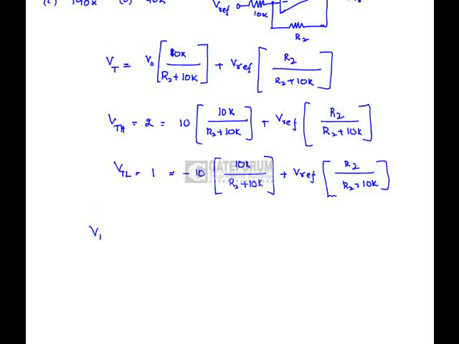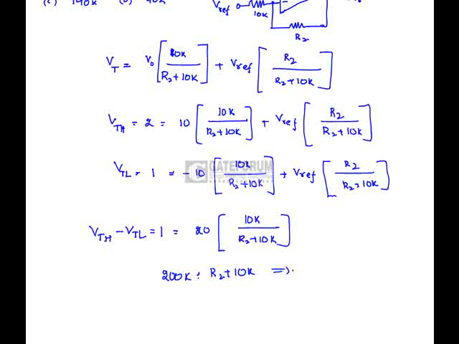So if we subtract those two equations, that is VTH minus VTL, which is equal to 1 volt, we will get 20 times 10k divided by R2 plus 10k. V reference, which is unknown, is going to cancel out. So 200k equals R2 plus 10k. From this equation we will get R2 as 190k. Hence option C is correct.